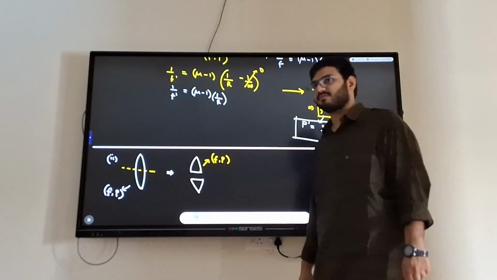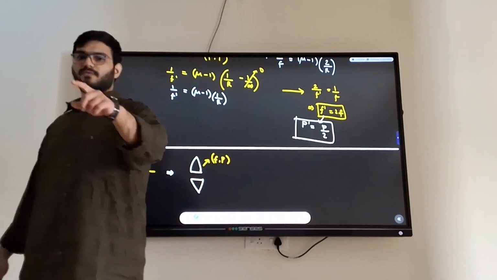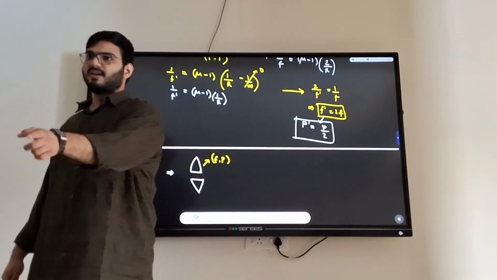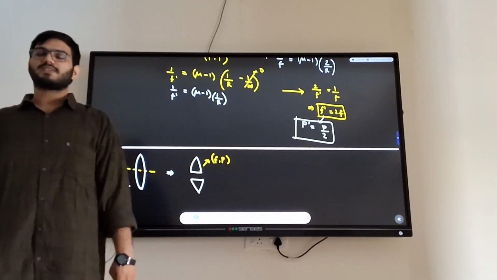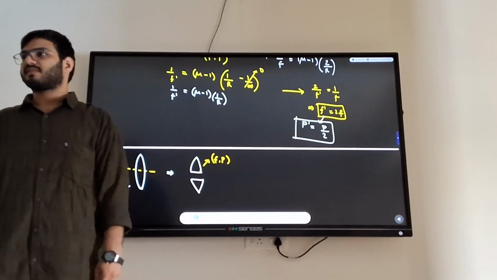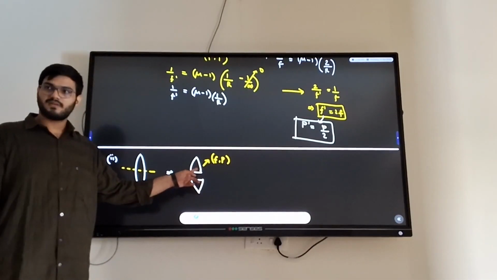Magnification. How magnification? If I place my object somewhere, focal length is same, image distance will come out to be same, m equals v by u, so it's the same. What will change? The size of the image. Size, magnification, same. There is a pole, obviously. Yes, there is a pole.